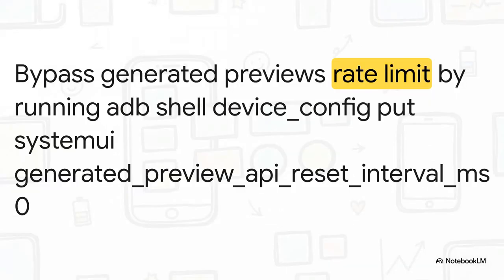Now, quick aside for the technical folks tuning in, because this is a fantastic insider secret. The team used generated widget previews to give users personalized previews, but testing those can be agonizingly slow because the system rate limits them to save battery. Well, you can bypass that entirely during development. Just run this adb shell command to set the reset interval to 0. It's an absolute game changer for saving time while building widgets.